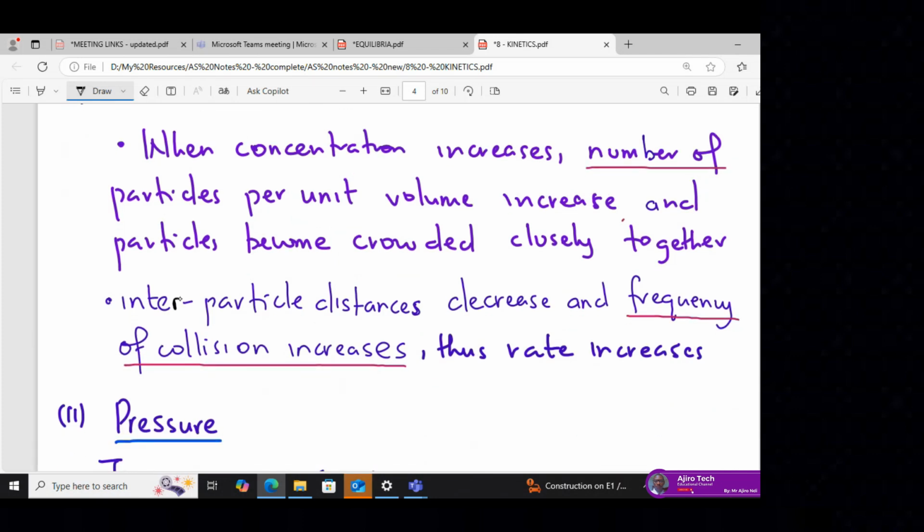Interparticle distance. Interparticle distances decrease and frequency of collisions increase, thus rate increases.